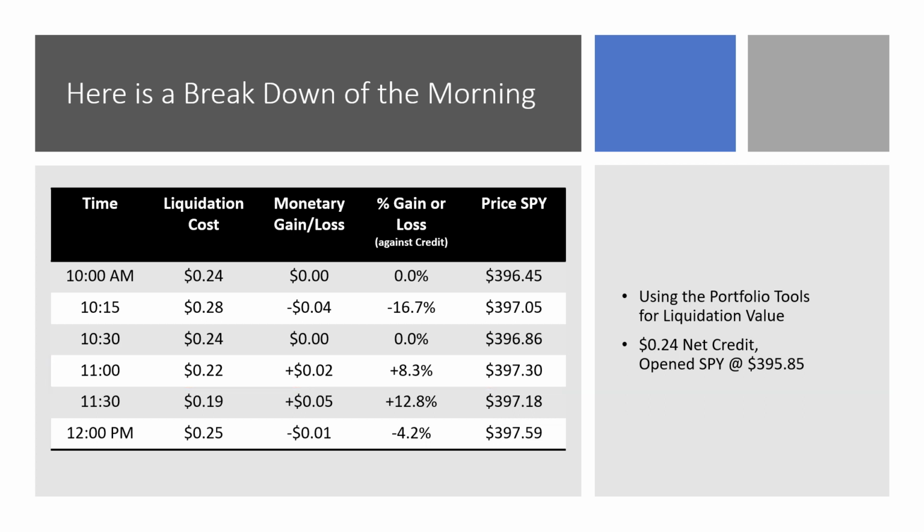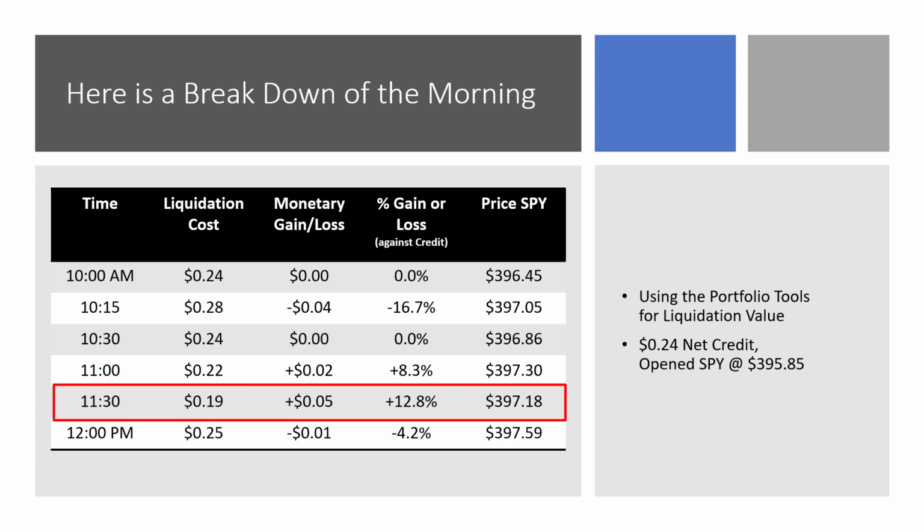Half an hour later, a little bit cheaper to close, 19 cents. We would have seen a 5-cent profit on the SPY Iron Condor. With SPY trading at 397.18, it fell back a little bit. We're at a 12.8% gain.